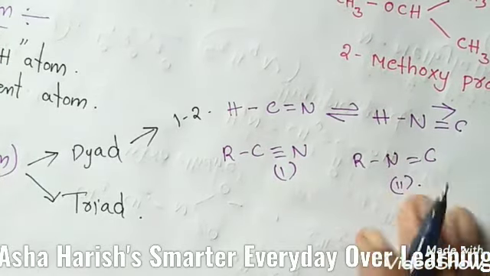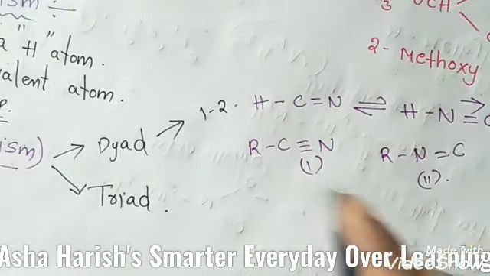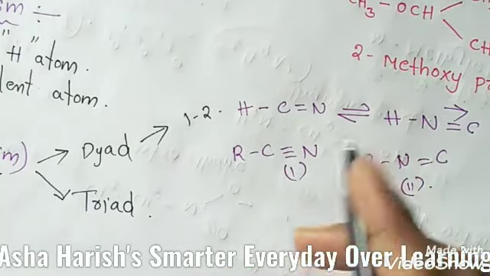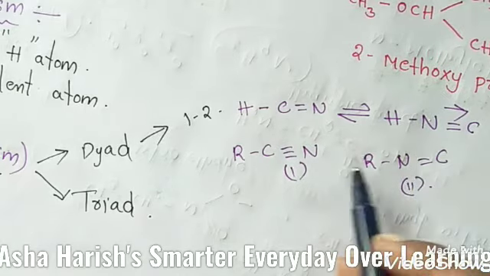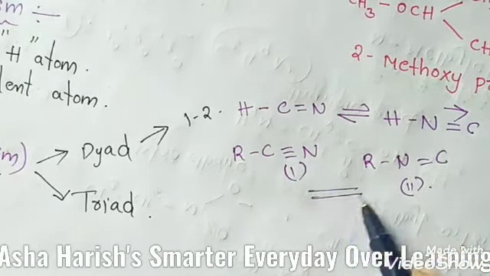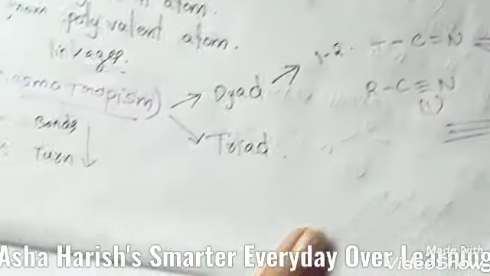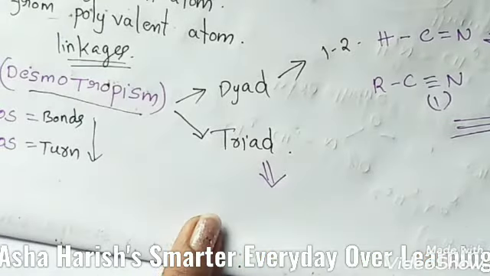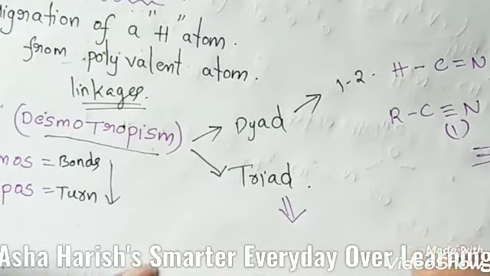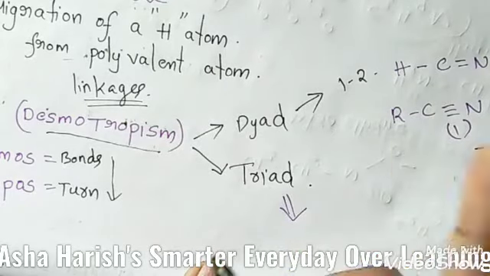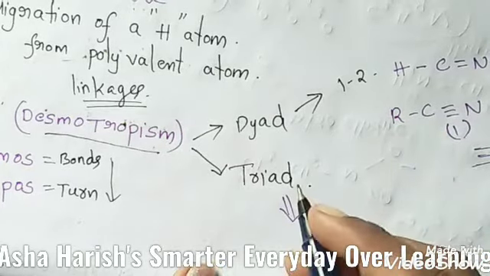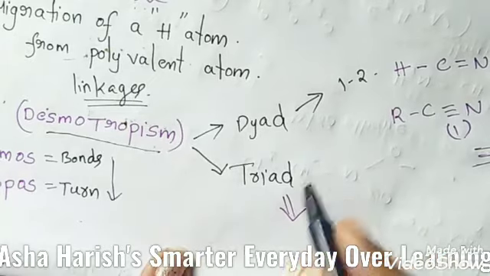Okay, this is about the dyad system, and it may however be noted that although hydrogen cyanide and hydrogen isocyanide are tautomers, alkyl cyanides and alkyl isocyanides are not tautomers but are simply functional isomers. Now let's see the triad system. There are many types of triad systems. In all these systems, hydrogen migrates from one polyvalent atom to the third polyvalent atom within the same molecule.